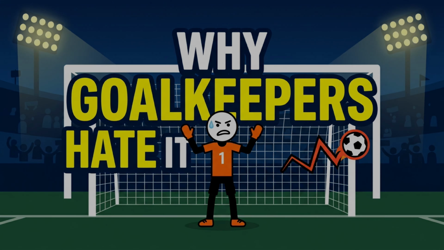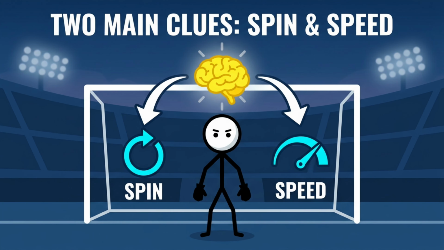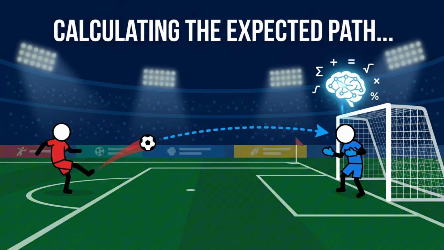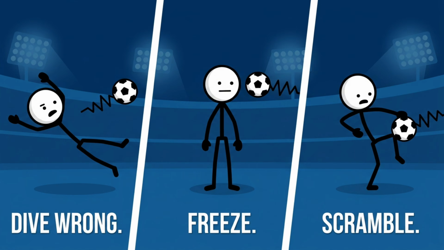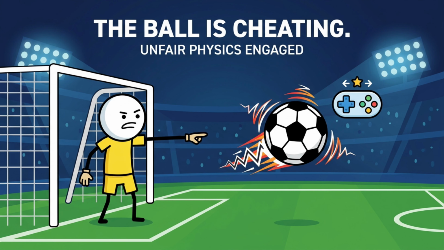Why goalkeepers hate it. Let's talk about the poor guy standing between the posts. Goalkeepers train their brains to predict trajectory using two main clues, spin and speed. Take spin away, and the ball's path becomes almost impossible to forecast. The keeper sees the ball leave the foot, calculates an expected path, and then the ball ignores physics as they know it and drifts somewhere else entirely. This is why you'll see world-class goalkeepers dive the wrong way, freeze completely, or make those weird last-second adjustments. It's not bad goalkeeping, it's the ball cheating the system.